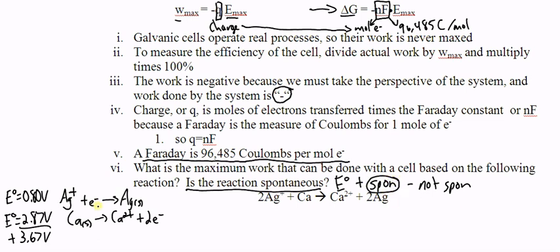Unfortunately, if we were to add these two half reactions, we would not end up with the resulting balanced equation because the electrons are not yet balanced out.